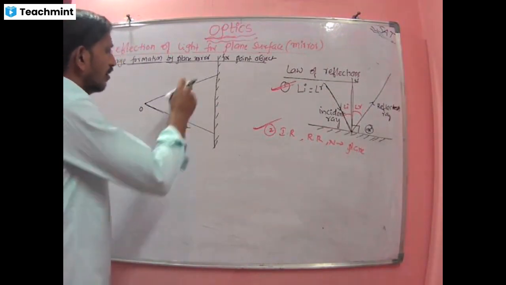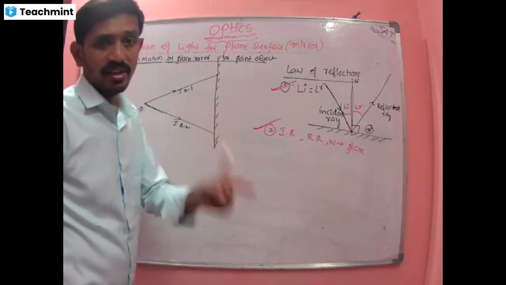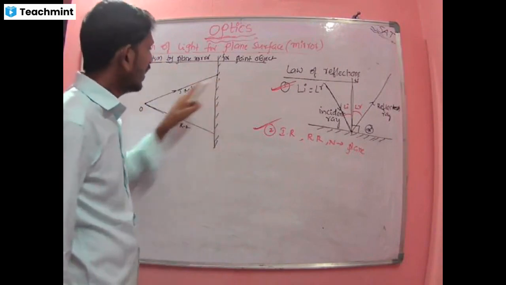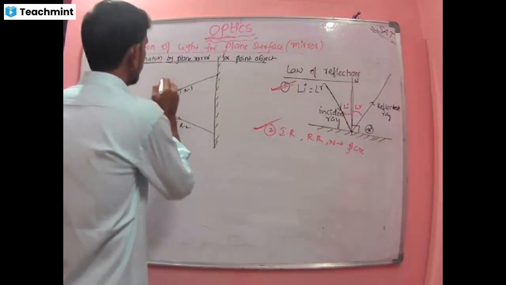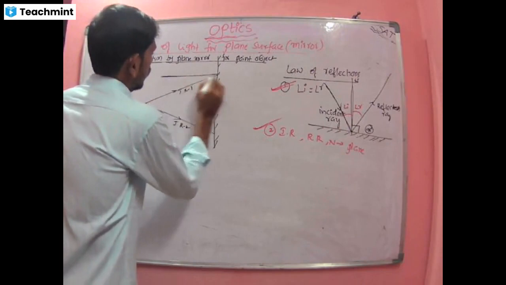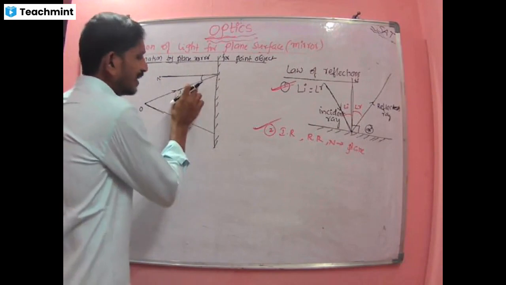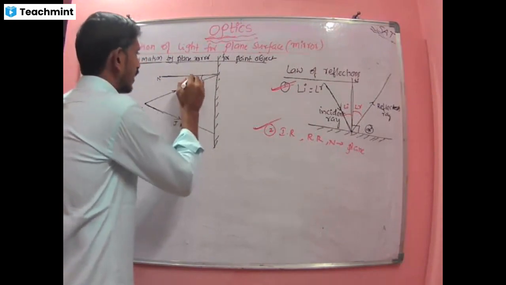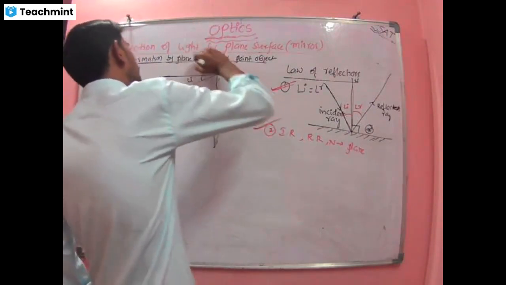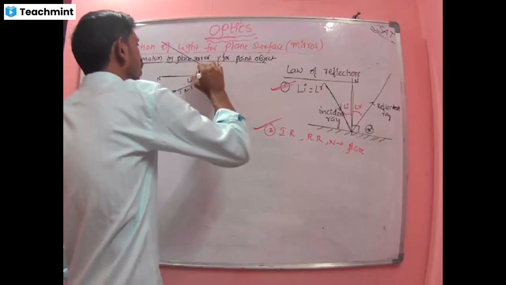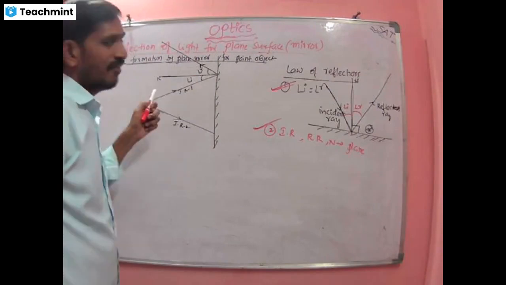Where the light is incident at this point, we can draw the normal, the line which is normal to the surface. This is my normal line. The angle made by the incident ray and the normal is called the angle of incidence, angle i. Where is the reflected ray? It must be on the other side of the normal. This is my reflected ray, and this is angle r. This is the entire information for the first incident ray.